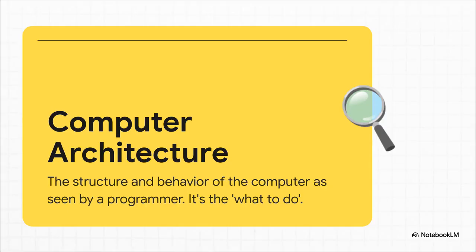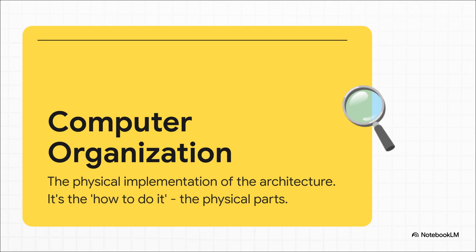So let's make that official. Computer architecture is that high-level driver's view. It's the functional blueprint. It defines the what to do. It's everything a programmer needs to know to make the computer work without worrying about the guts inside. And computer organization, well, that's the under-the-hood stuff. It's the physical implementation of that blueprint. It's all about the how to do it. How are the circuits actually connected? How do the signals flow? It's all the deep-down engineering that makes the architect's vision a reality.